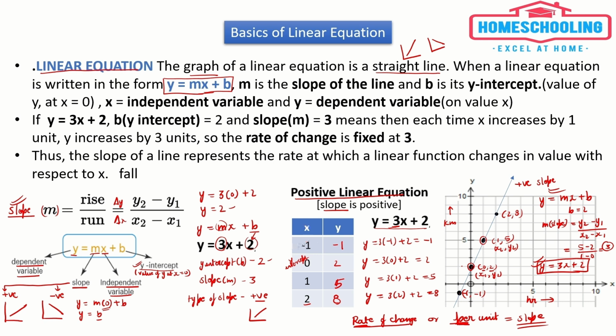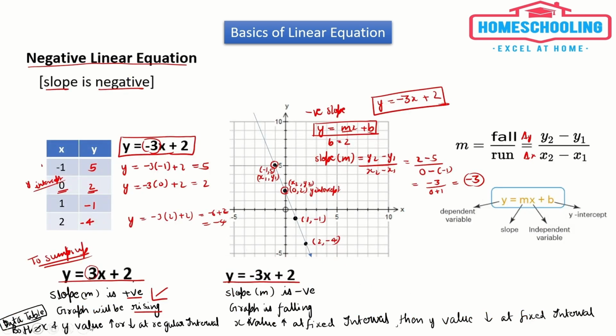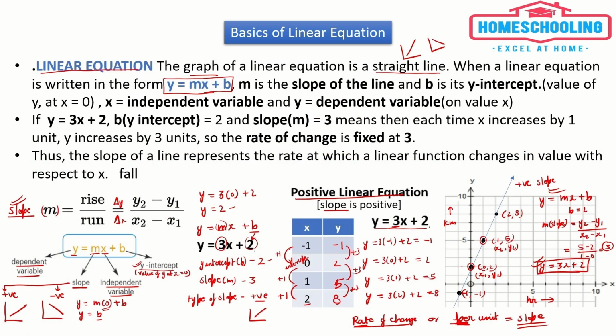As we can see here, when x value is increasing from -1 to 0, it is increasing by 1 unit. The y value is increasing from -1 to 2, that is 3 units. Now again, when x value is increasing by 1 unit, y value is increasing from 2 to 5, that is 3 units. When x value is increasing by 1 unit, y value is increasing by 3 units. So always remember, in a positive linear equation, both x and y value increase at a regular interval. So here x is increasing at an interval of 1 unit, and y is increasing at an interval of 3 units.